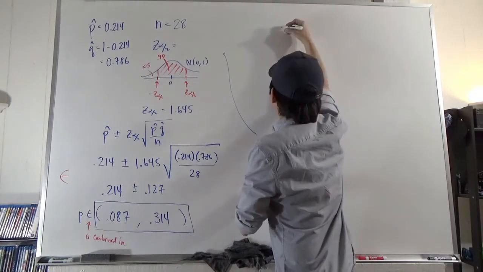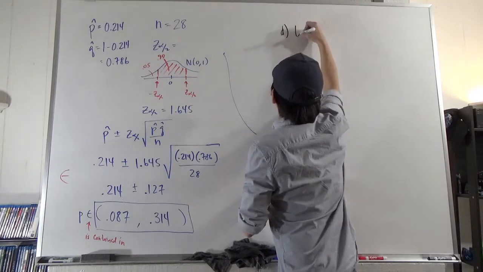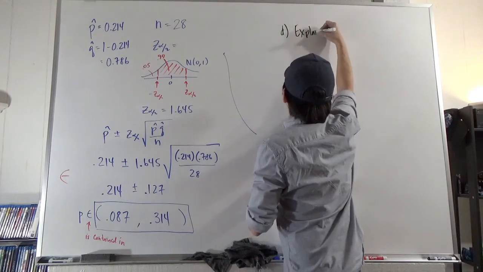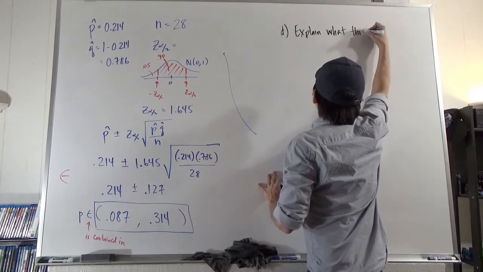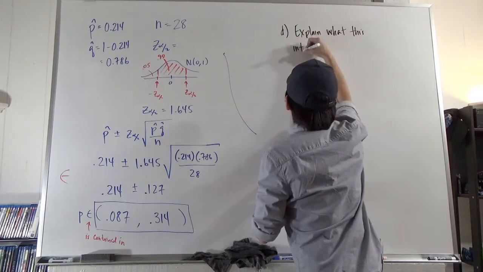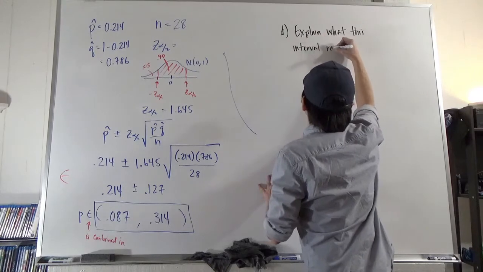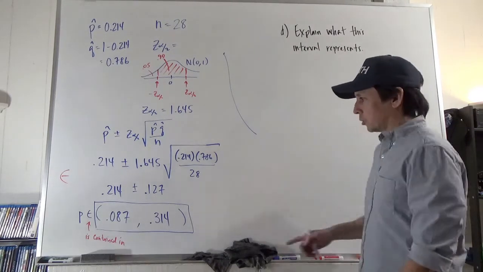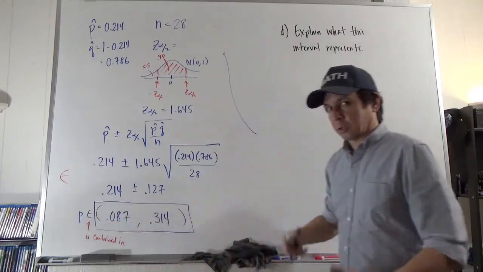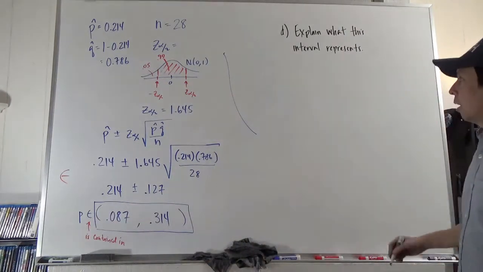What was that? C? D? D is next. I'll explain what this interval represents. And so we're going to explain in words that concept, so I'm going to make sure we understand it.